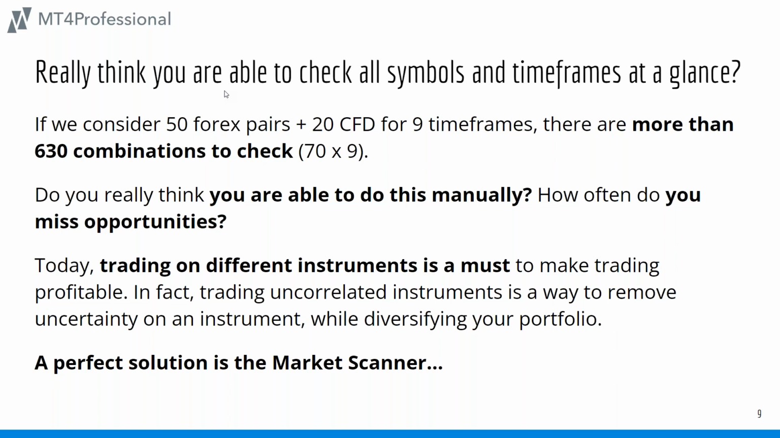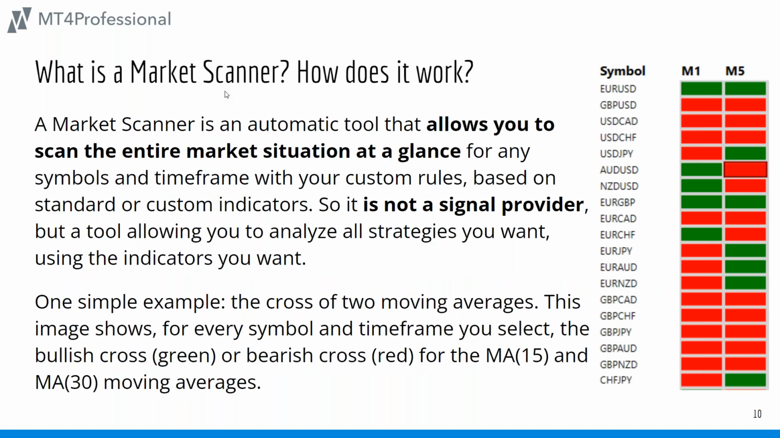In fact, trading uncorrelated instruments, that means instruments which do not move in concert with each other, is a great way to remove uncertainty and to diversify your portfolio. And if you had a scanner that could look for these diverse uncorrelated instruments, then it would be an extremely valuable tool. So looking at a scanner, here's an example of what we would be looking at.